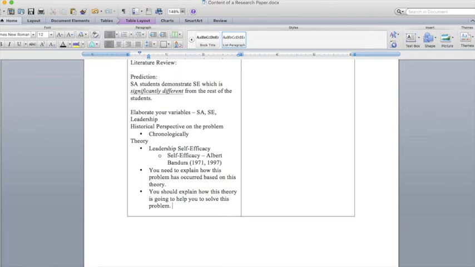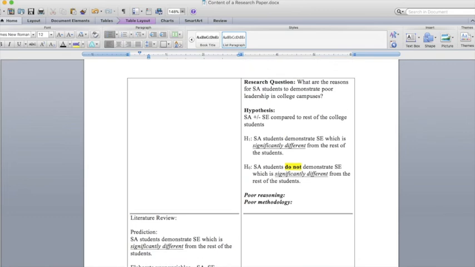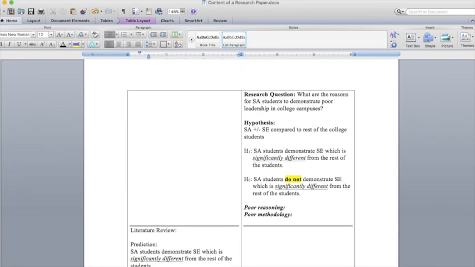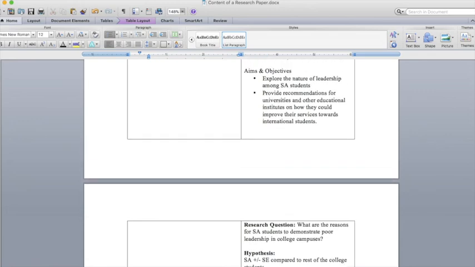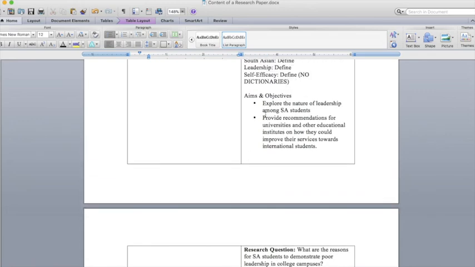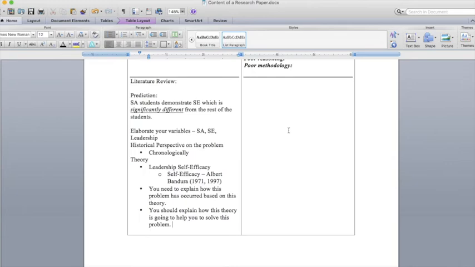So this is what basically you do in your literature review, because you have made a prediction that South Asian students demonstrate self-efficacy which is significantly different from the rest of the students. And having said that, you also have said that you are going to find the reasons for poor leadership. The reason that you do this is to explore the nature of leadership among South Asian students and to provide recommendations for universities. So if you are to provide recommendations to universities, you just can't pull the recommendations from your mind, right? We can't do that. And then I can't say, look, I did something like this because of this. No, you can't do that.